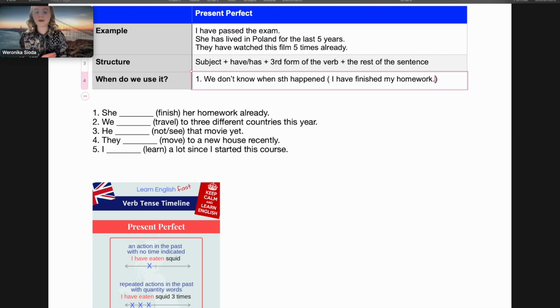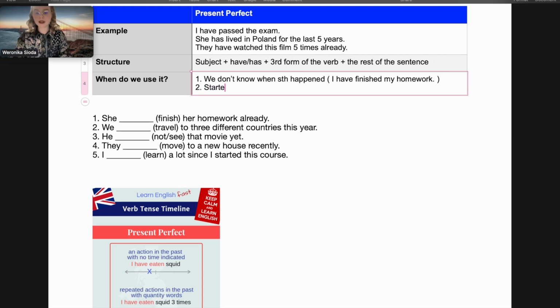Okay, next up is when a certain event started in the past but has not yet finished. So, let me write it down once again. Started in the past, but hasn't finished. So look, I can tell you that I have been a student for the last 10 years. I still am a student, so I will use the present perfect tense. I have been a student.